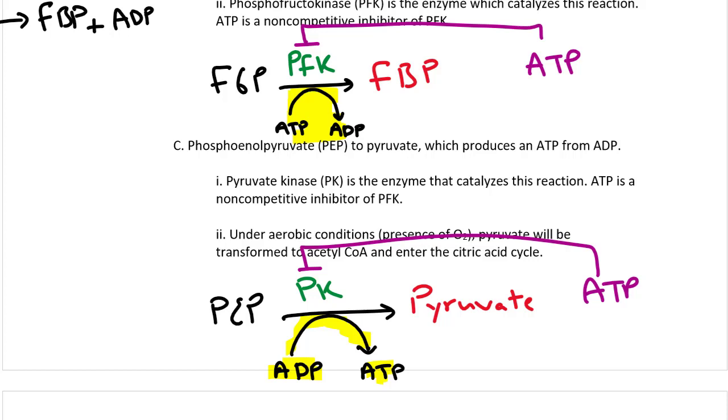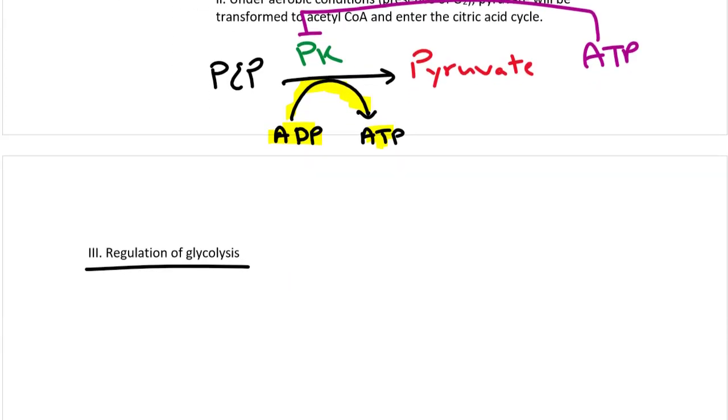Okay, so we're going to move on and finish this subsection. And one thing that was brought to my notice by a student in the class, there's a typo here. Pyruvate kinase is the enzyme that catalyzes this reaction. ATP is a non-competitive inhibitor of PFK, but in this case, this should be PK to keep it correct. So just a quick correction. All right, so pressing on.